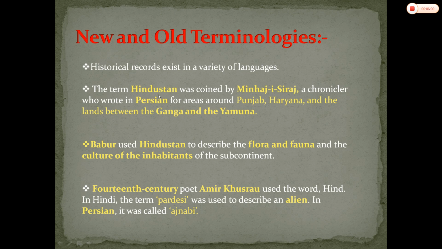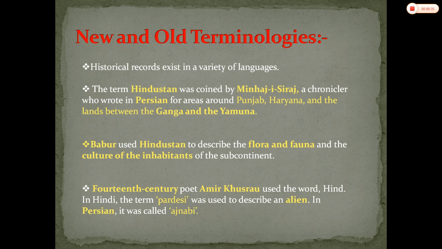He was a Persian chronicler. He has written all his writings in the Persian language. So Hindustan, this term was basically used for a particular region of India, that is Punjab, Haryana, and the land between Ganga and Yamuna. Only for this much of the part, the Hindustan term was used.